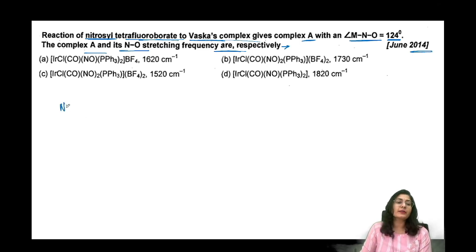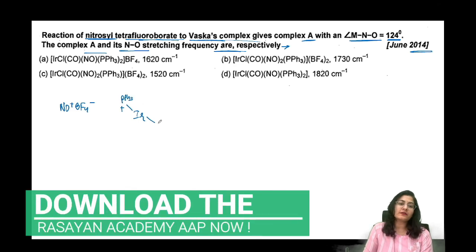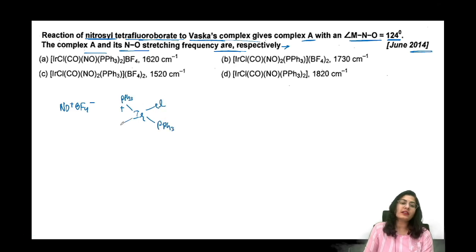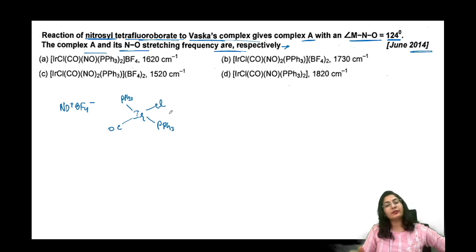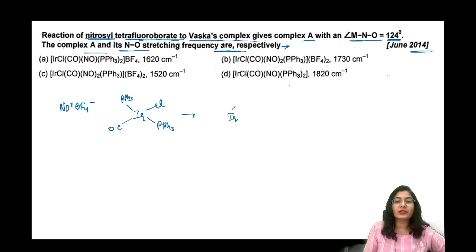So it's asking about nitrosyl tetrafluoroborate. This is it. What will Vaska's complex be? Iridium connected to two phosphines which are trans to each other. Then comes the chlorine and then comes the carbonyl. This is our Vaska's complex. Iridium is present in +1 oxidation state. Now when it binds with nitrosyl, how will it bind? You already know this because we have seen plenty of examples.